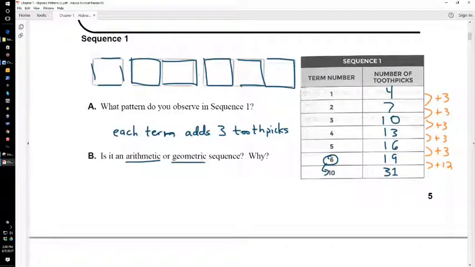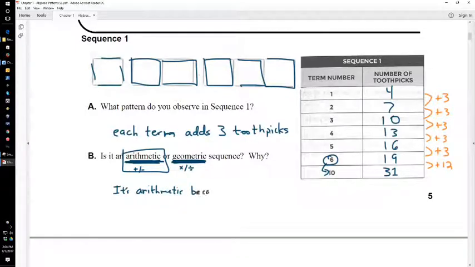Well, if we pause, remember, arithmetic is you're adding or subtracting the same thing. Geometric is multiplying or dividing. That's a common ratio. So remember, arithmetic is adding or subtracting. Geometric would be a common ratio. So in this case, it's arithmetic, because it has a common difference.